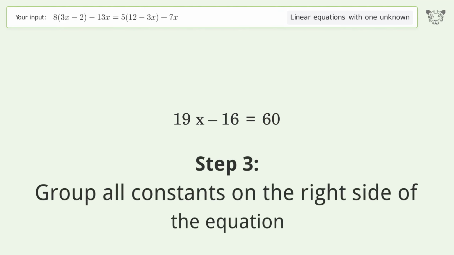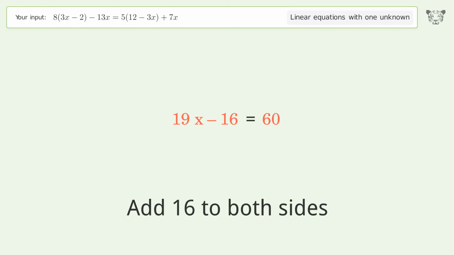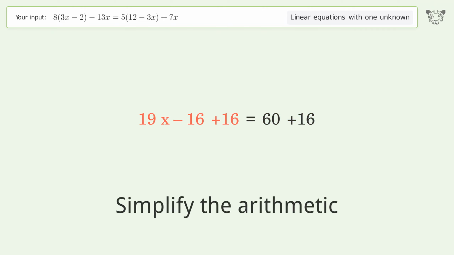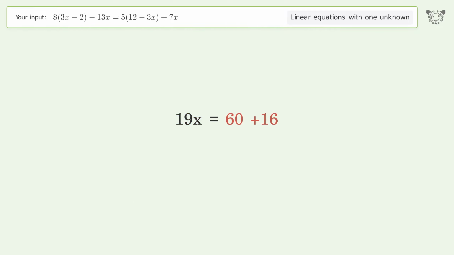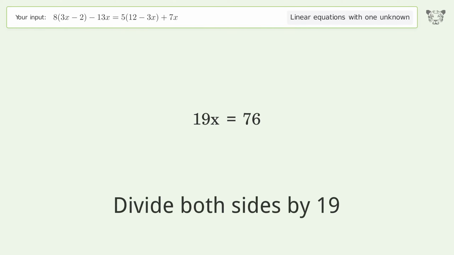Group all constants on the right side of the equation. Add 16 to both sides. Simplify the arithmetic. Isolate the x. Divide both sides by 19.